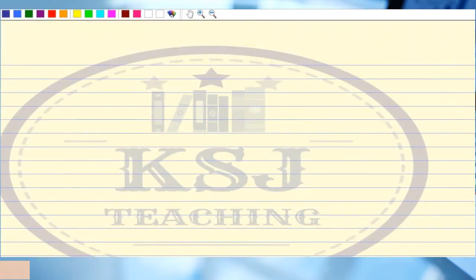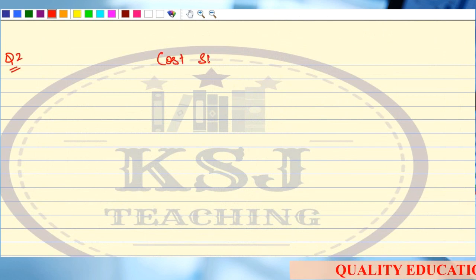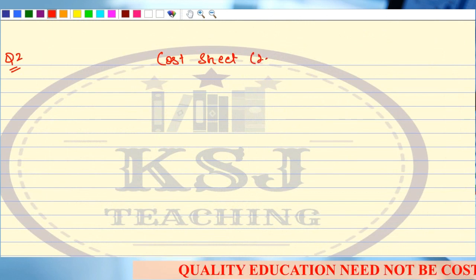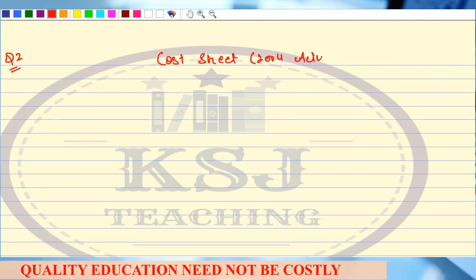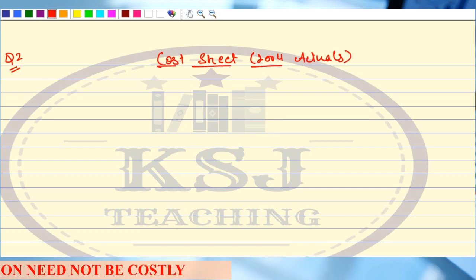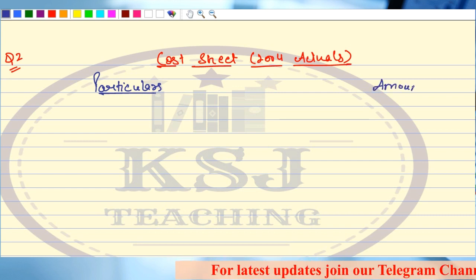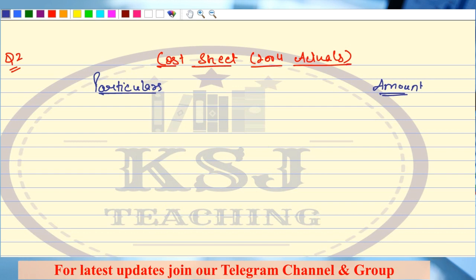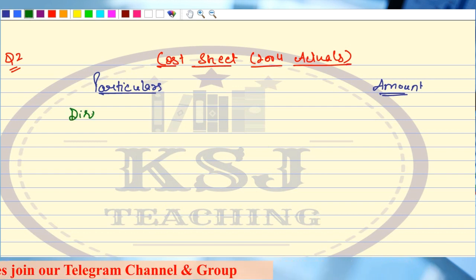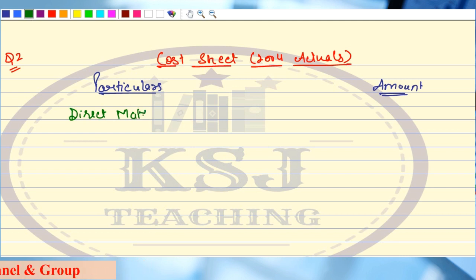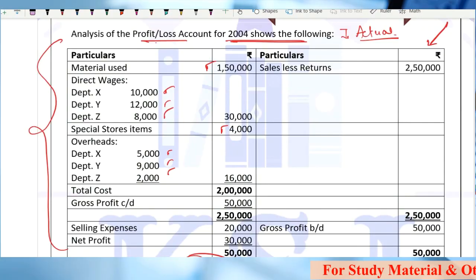So first let's prepare the cost sheet for 2004, the actual cost sheet, question number 2. So what we are going to do is prepare the cost sheet for 2004 actuals. We have particulars and amount. So the first thing that we have to take is direct material cost. That is given to you as 1,50,000.